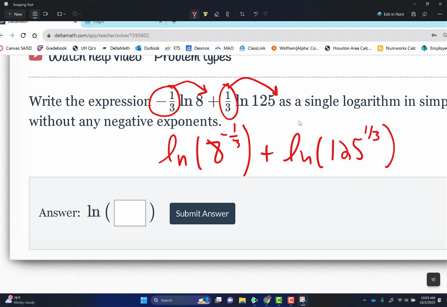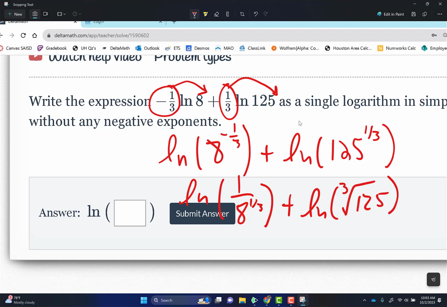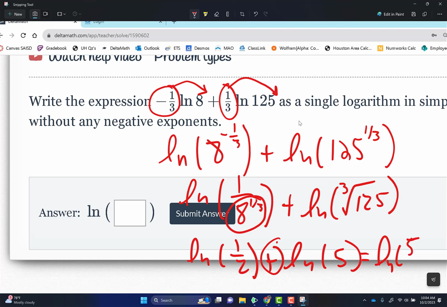Are we still okay? So that negative 1/3 means this. Let's turn it positive first: ln of 1 over 8 to the 1/3. Have I confused anyone by doing that? Everyone okay so far? Plus ln, and this means the cube root of 125. So what's the cube root of 8? So this is ln of 1/2 plus ln of the cube root of 125, which I believe is 5. And now because I have a plus here, I can multiply these. So this is ln of 5 over 2.